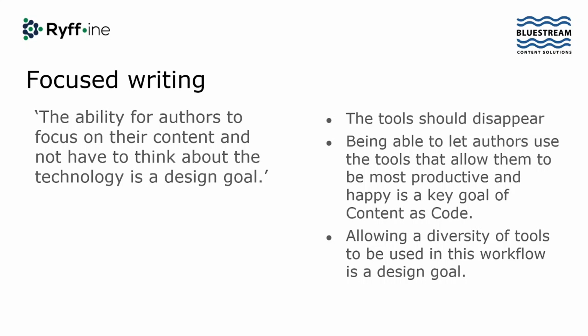Okay, so these three bullets on the right, I like these. These are copied straight from content as code. The tools should disappear. They should let authors use the tools to allow them to be most productive and happy, and then they should also allow a diversity of tools to be used in this workflow, right? If you put those together, that is actually the same goal. That is the same ambition of a CMS. The CMS is trying to do that same thing. The only difference here is content as code. We're sort of adopting a lot of software and engineering principles, and we've got to put it all together ourselves to make our authors happy so that they can just focus on writing and make the tools disappear.